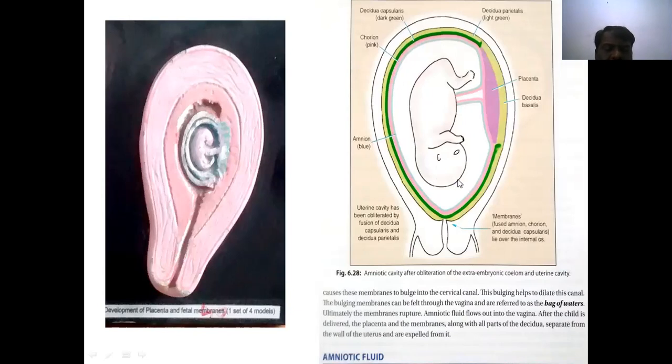Normally the amniotic fluid is 1500 ml. That is the normal amount of amniotic fluid this amniotic cavity contains. But if it is more than this, that is an abnormality. And if it is less than this 1500, that is hypo, the amniotic cavity contains less.